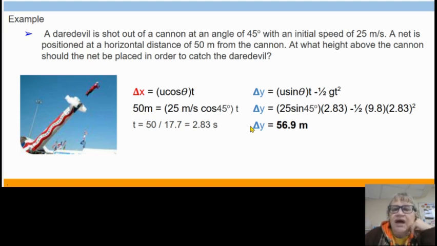Always make sure that you understand what that means. Does it make sense that at 2.83 seconds his height will be 56.9 meters? At this point he's gone all the way up and he's starting to come down.